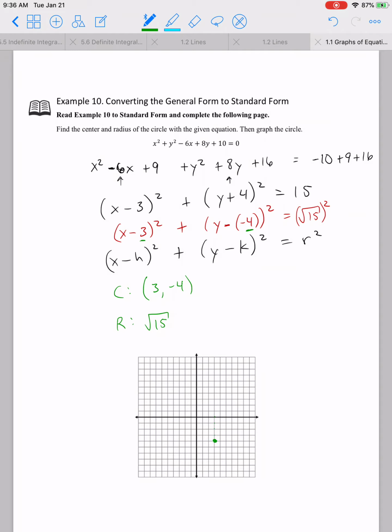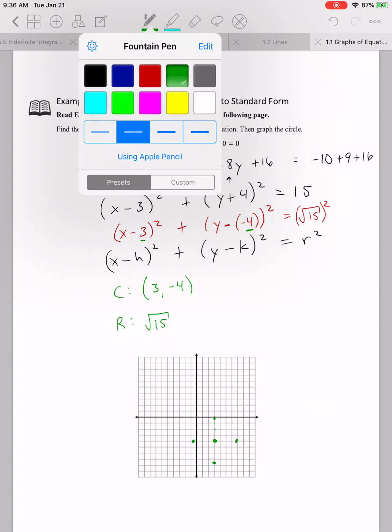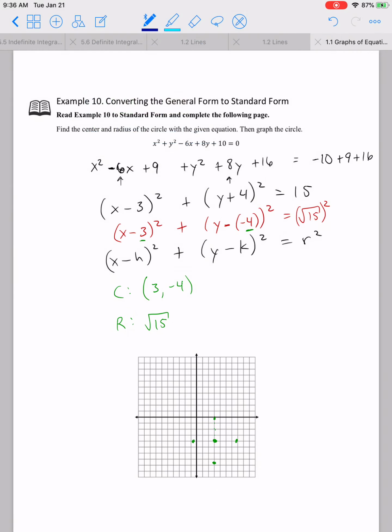I'll do a radius of the square root of 15, which is a little less than 4, because 4 squared is 16, so I'll go up a little less than 4, so maybe right there, and go to the right a little less than 4, go down a little less than 4, and go to the left a little less than 4. And so I get something like that, and then all I have to do is actually draw in the circle, just kind of draw it in, and there you go. That's our completed circle.